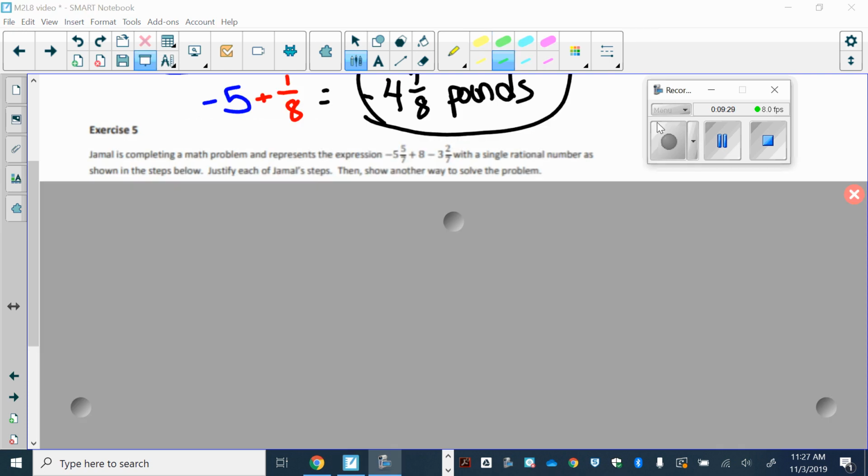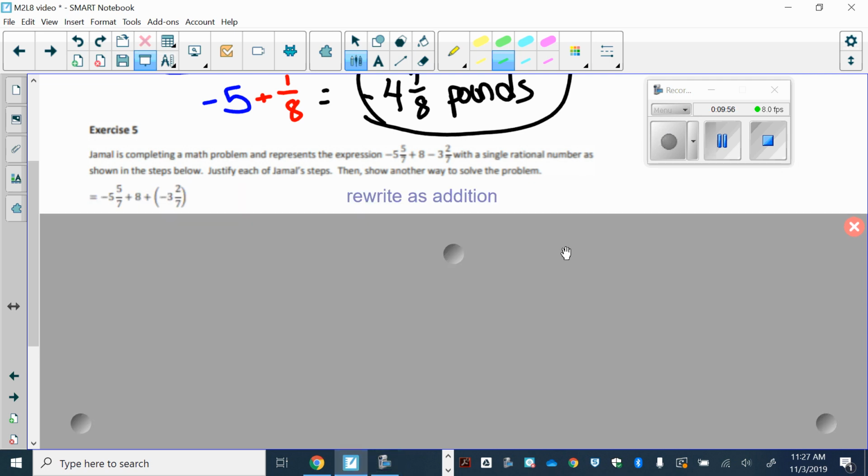Jamal is completing a math problem and represents the expression -5 5/7 plus 8 minus 3 2/7 with a single rational number. Remember, single rational number means just solve it. And he has shown the steps below. Justify each of Jamal's steps, then show another way to solve the problem. We're actually not going to show another way, but I do want to talk about each step that Jamal did. So first, he changed the subtraction to addition, because we want to be able to have our problem entirely addition.